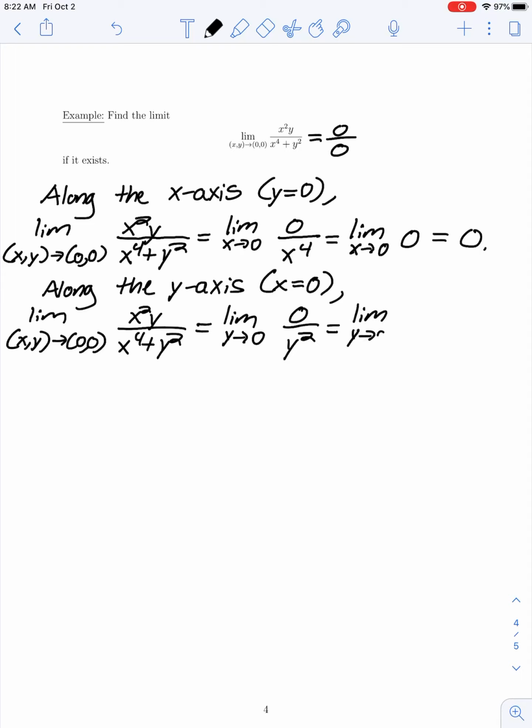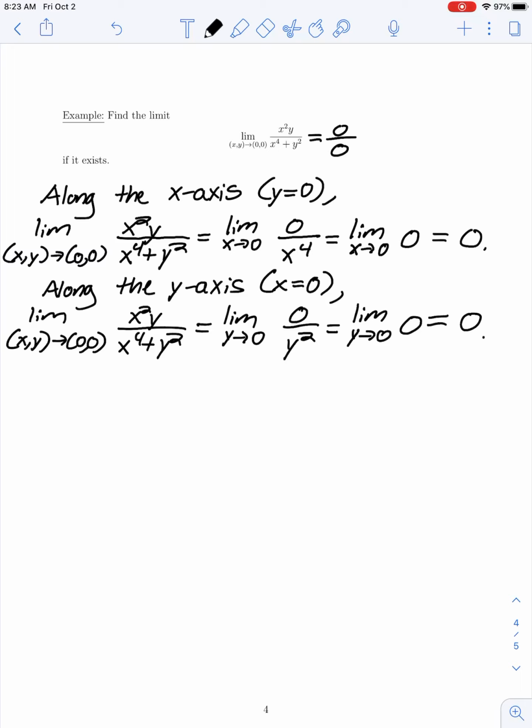Now for every non-zero value of y, 0 over y squared is equal to 0, so we're left with the limit of a constant, which is equal to that constant. So we get the same limiting value along both the x and the y axes. However, as we've seen from the previous example, that does not mean that the limit exists. We have to consider other paths through the origin.